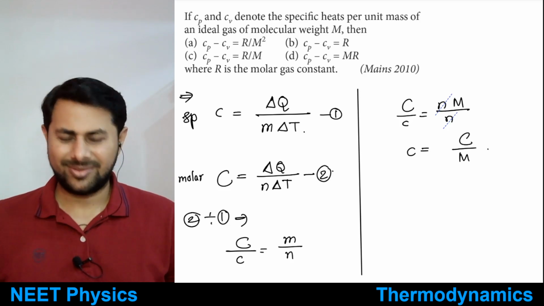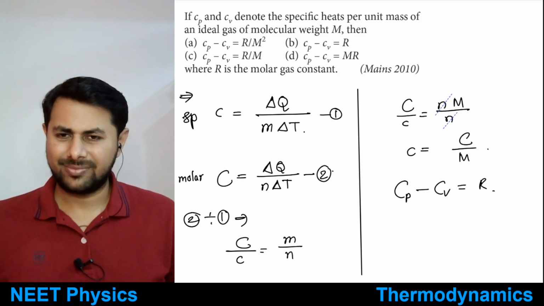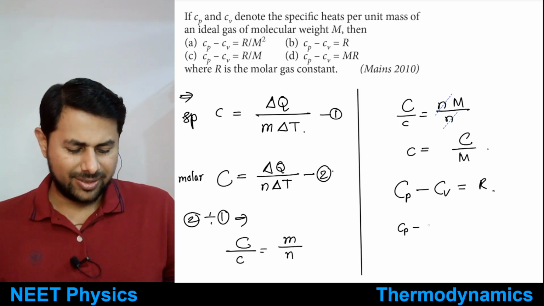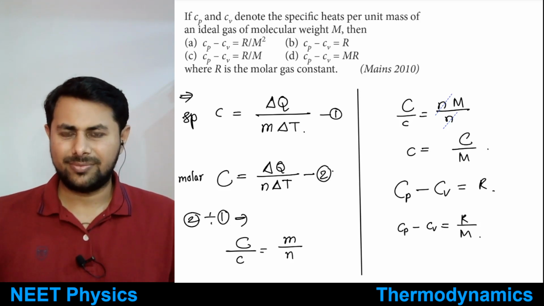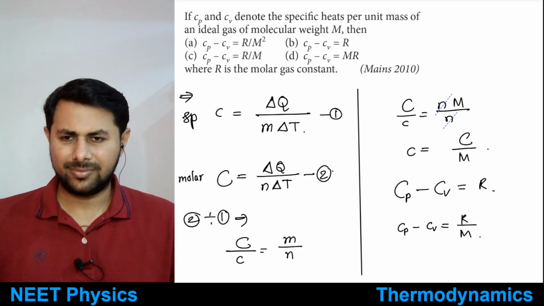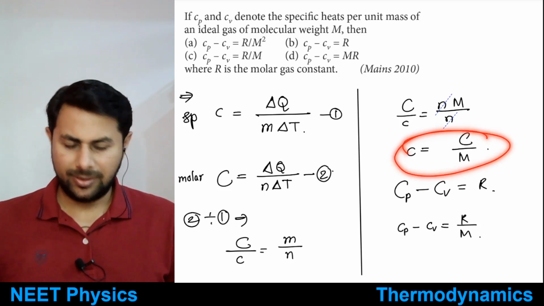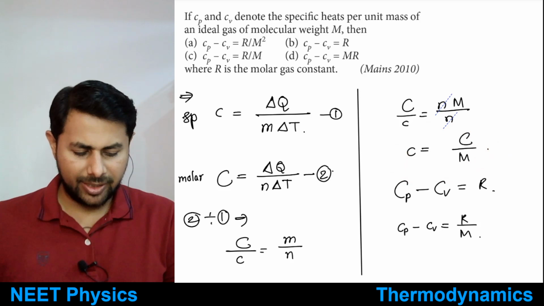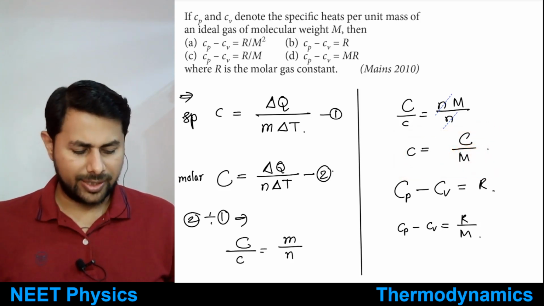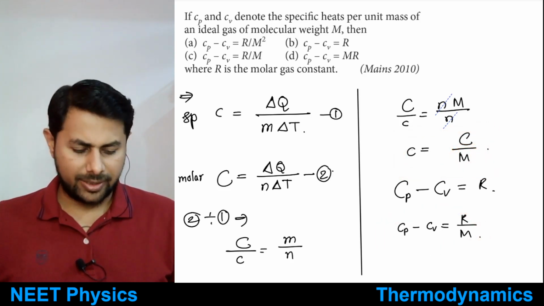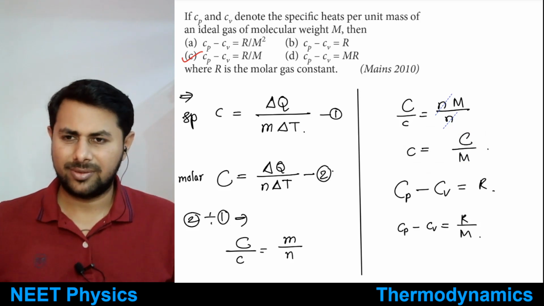Now you tell me what would be Cp minus Cv. So you know Cp minus Cv is equal to R. So it would be R divided by m, right? Yes, no? Everyone? All right. Actually we had seen this expression, that specific heat is equal to molar heat divided by molar mass. So you need to remember this expression, and then this won't take any time. We had seen this expression in the last chapter. So it is option C. This is clear, everyone?